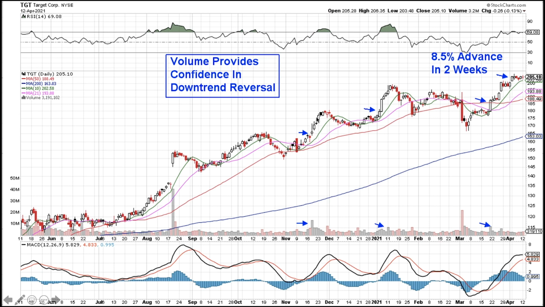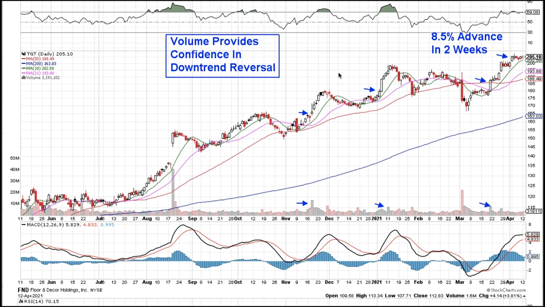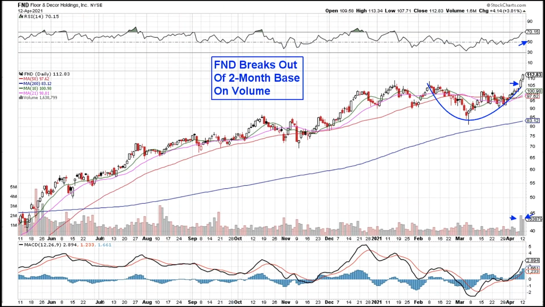It did signal a nice advance out of there, and then into January, another base breakout on heavy volume, and the stock did advance further from there. So now we can look at a daily chart. This is Floor and Decor, FND, another stock that I did highlight 3 weeks ago, but we're looking at what is occurring over the last 2 days, and we can see a nice big heavy pickup here in volume.